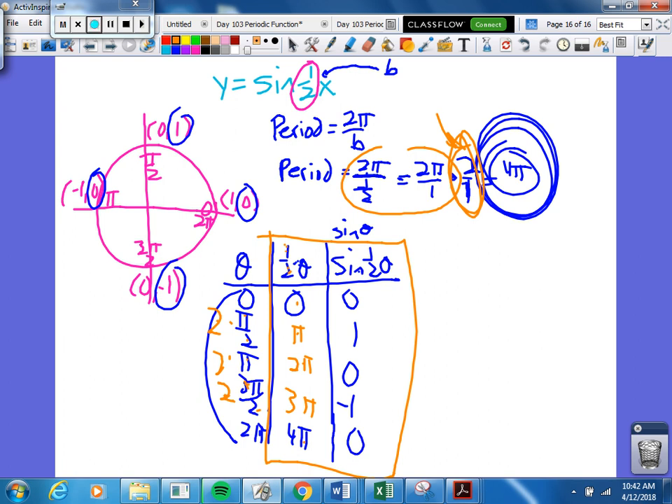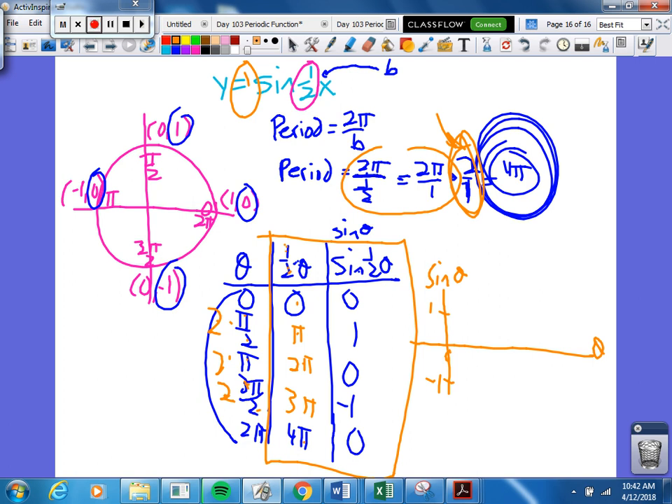So let's just graph it now. We got sine theta, and we got theta. We got 1, we got negative 1. Amplitude doesn't change because there's just a 1 out front there.